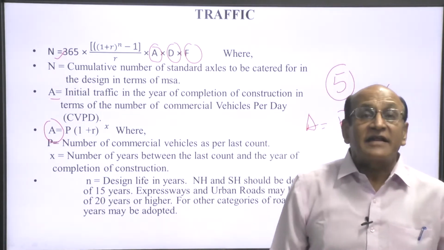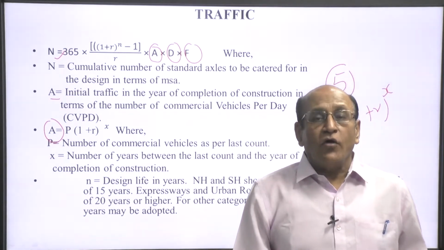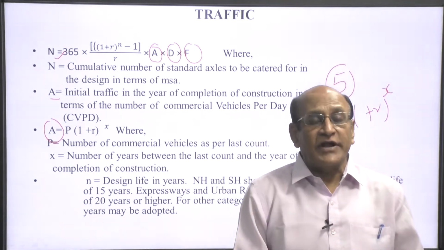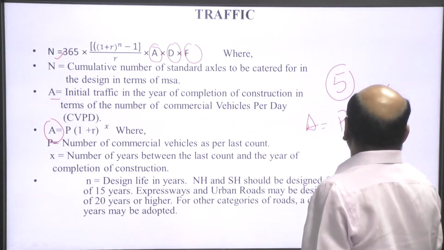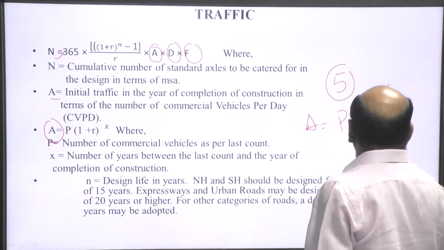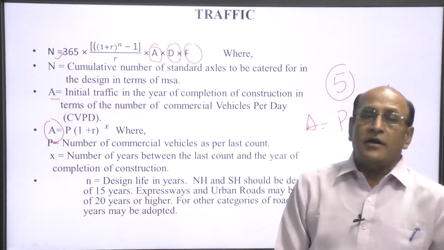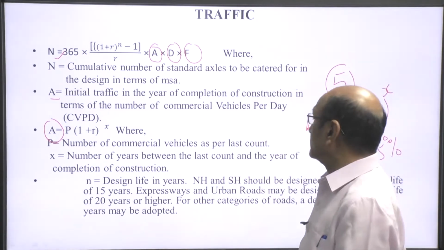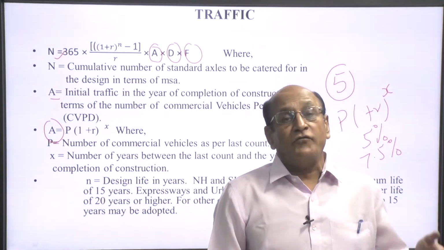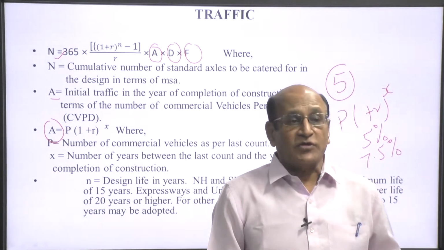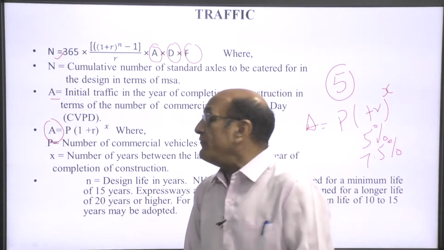And r is the rate of growth of the traffic, because we have not done the traffic count during this period. So, we will assume a certain growth rate for the calculation of the traffic. It is generally taken 5% per year. Earlier it was taken 7.5%, now IRC has reduced it to 5%. So, A could be calculated at the time of completion of the project, completion of the road. By this method we can calculate the value of A.